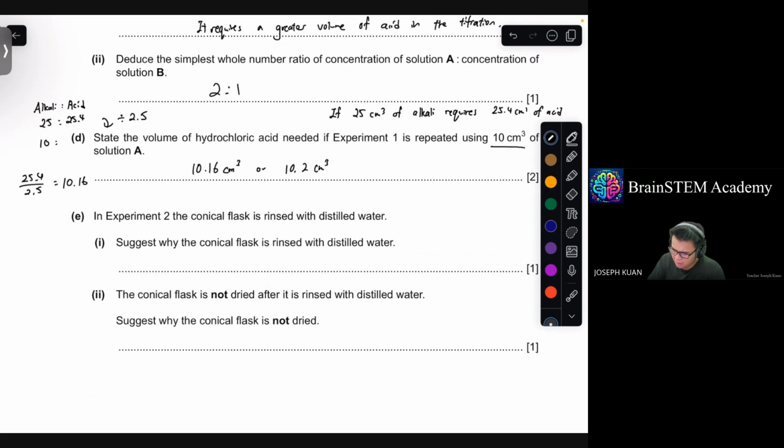All right, moving on to E. In experiment 2, the conical flask is rinsed with distilled water. Suggest why the conical flask is rinsed with distilled water: because you want to remove the residues, the substances left from experiment 1. Moving on to 2, the conical flask is not dry after it is rinsed with distilled water. Suggest why the conical flask is not dry.